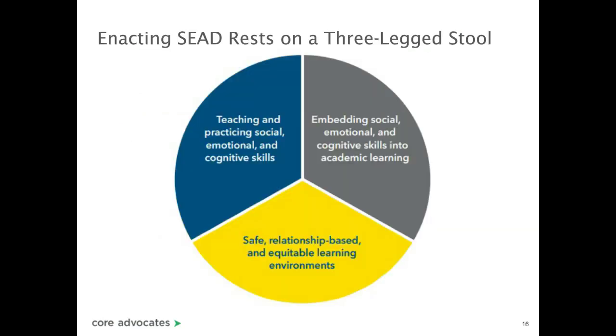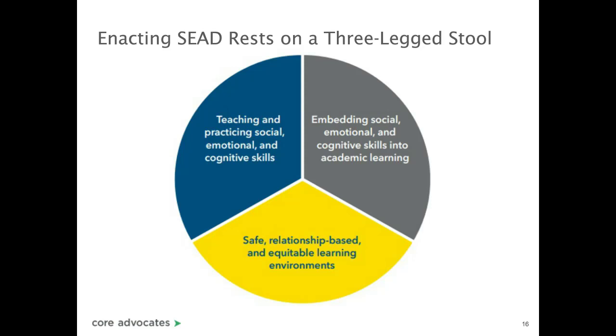So for those of you that are familiar with Student Achievement Partners already, you'll know about our three-legged stool for the three mathematical aspects of rigor. But this is within the introduction of the SEAD guide, and this is now a three-legged stool for actually enacting social, emotional, and academic development. All three of these pieces of the pie being really important here: teaching and practicing social, emotional, and cognitive skills, embedding those skills in academic learning, and having a safe and relationship-based and equitable learning environment.